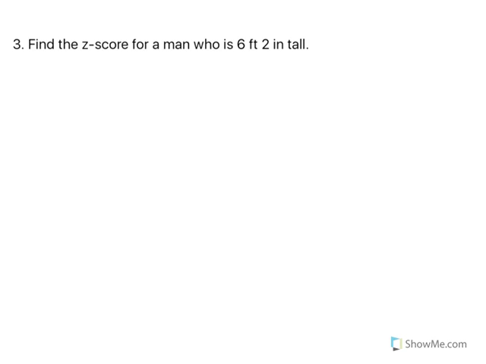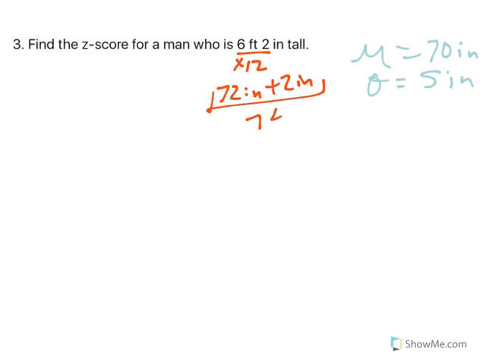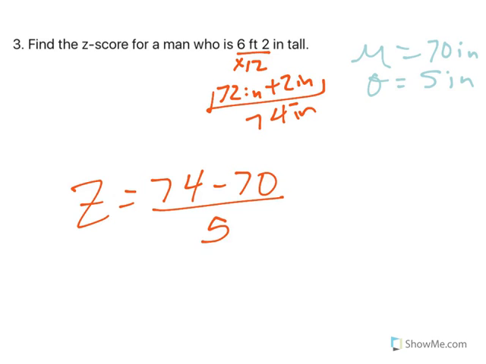Number 3, find the z-score for a man who is 6'2". Well, we know that the mean is 70 inches. Standard deviation is 5 inches. So we need this height, 6'2", to be in inches. Well, 6 feet, if we multiply that by 12, gives us 72 inches plus the extra 2 inches. This guy is 74 inches in height. So z equals value minus the mean over the standard deviation. 4 over 5, my z-score is 0.8.